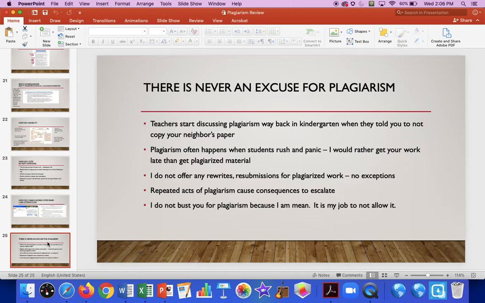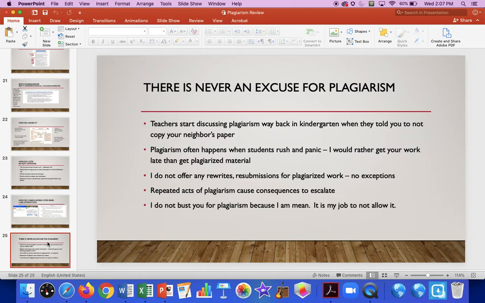I do not offer rewrites or resubmissions on plagiarized work, and there's no exceptions to that rule. Repeated acts of plagiarism cause consequences to escalate. If you don't get the lesson the first time, I don't know what to do with you, right? I don't know what to do because it's either you think I'm stupid and I won't catch you, or you don't get it, right? You just don't get it. So we have to escalate the consequences to make you get it.